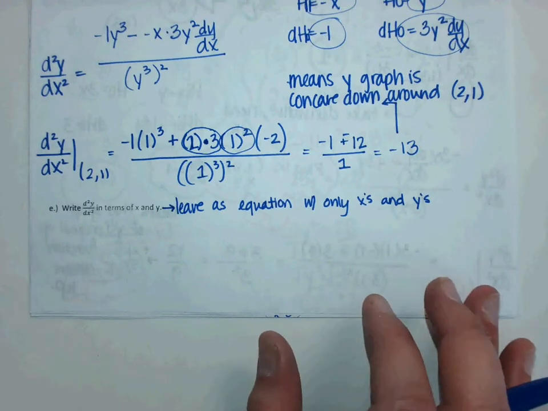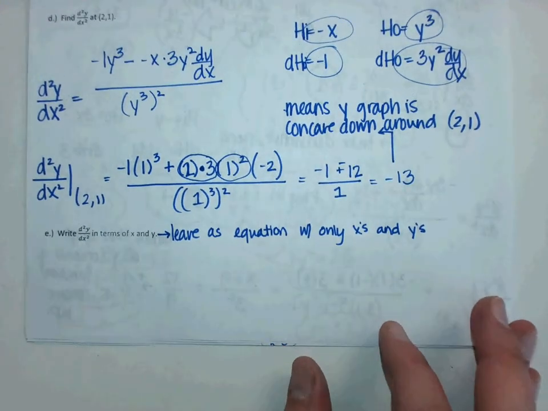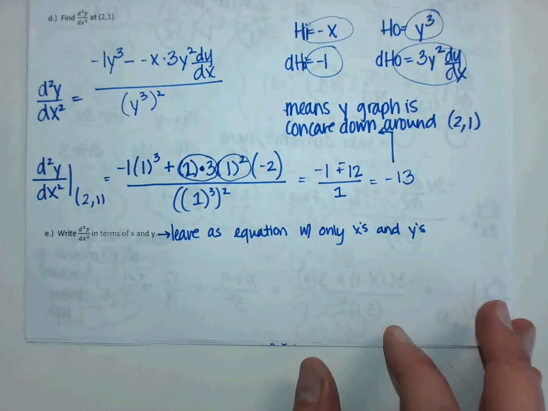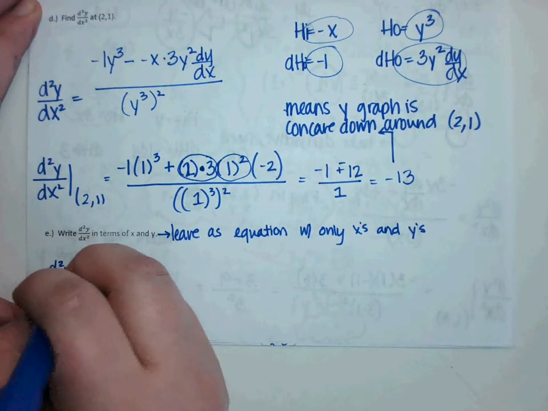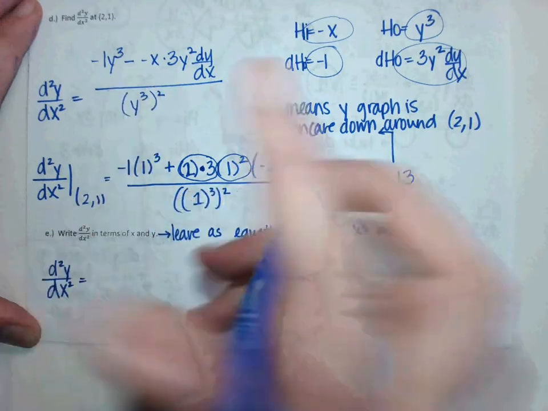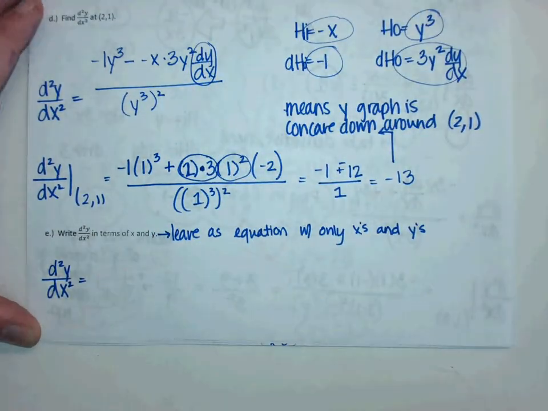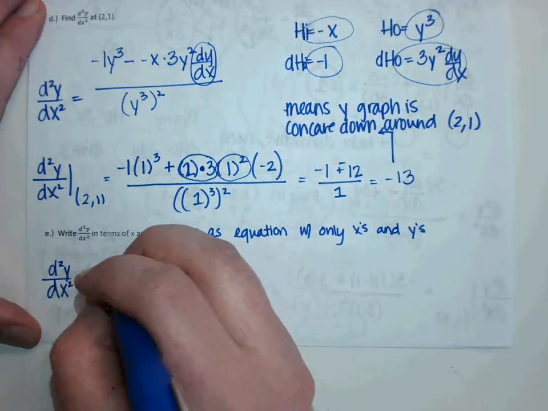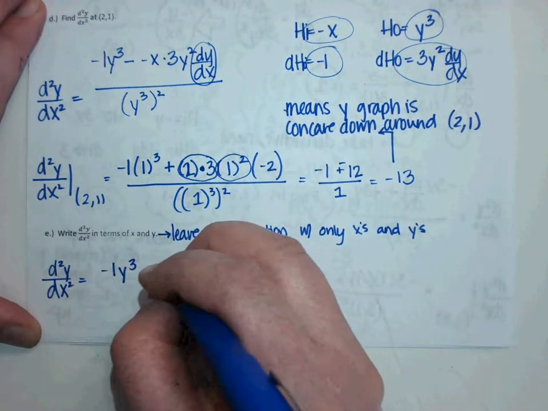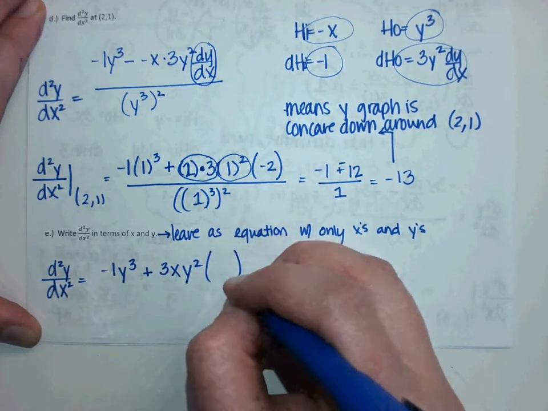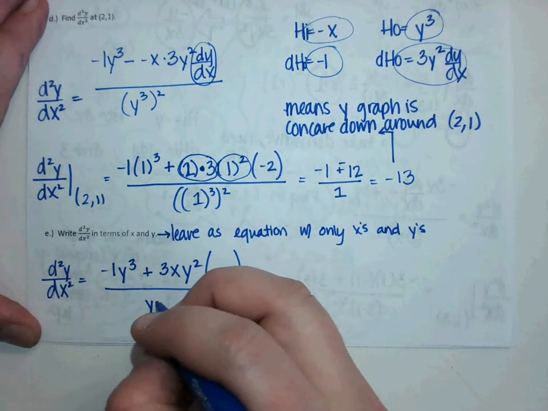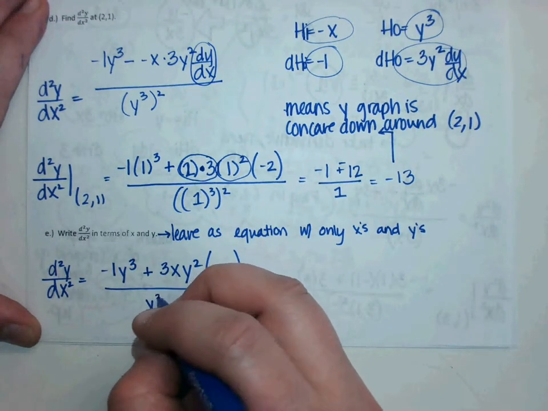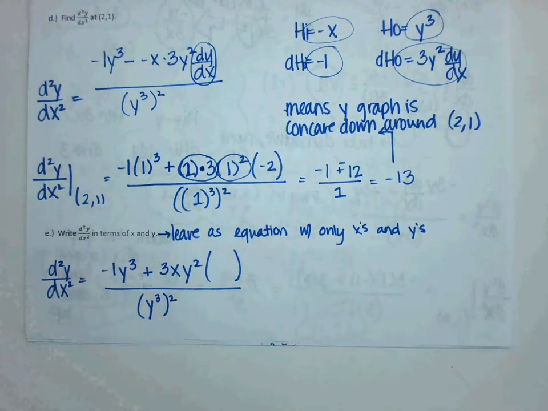So look back at my original equation. What letters in here are not allowed? The dy/dx can't stay. So what I want you to do is write d squared y over dx squared. And I want you to write out the whole same formula, but when you get to this dy/dx, I want you to just leave a parentheses. So it'll be negative 1 y cubed plus 3xy squared blank, and then over y to the, what is y cubed squared? 6th. Okay, because remember it's like y cubed but twice. So I'd have 3 and then 3 more makes 6.